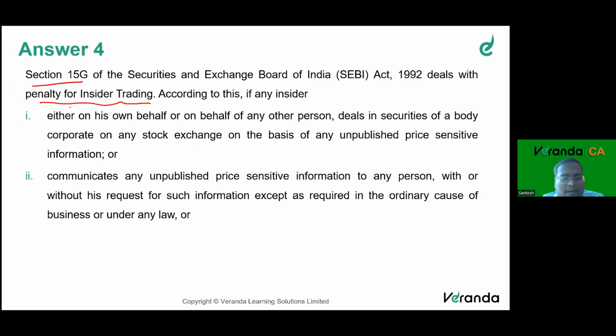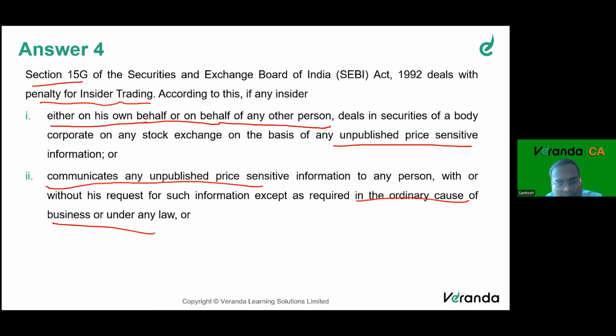Now, the first part of the Act says that if any insider, either on his own behalf or on behalf of any other person, deals in securities of a body corporate on any stock exchange on the basis of any UPSI, or communicates any UPSI to any person with or without his request for such information, except as required in the ordinary course of business or under the law.